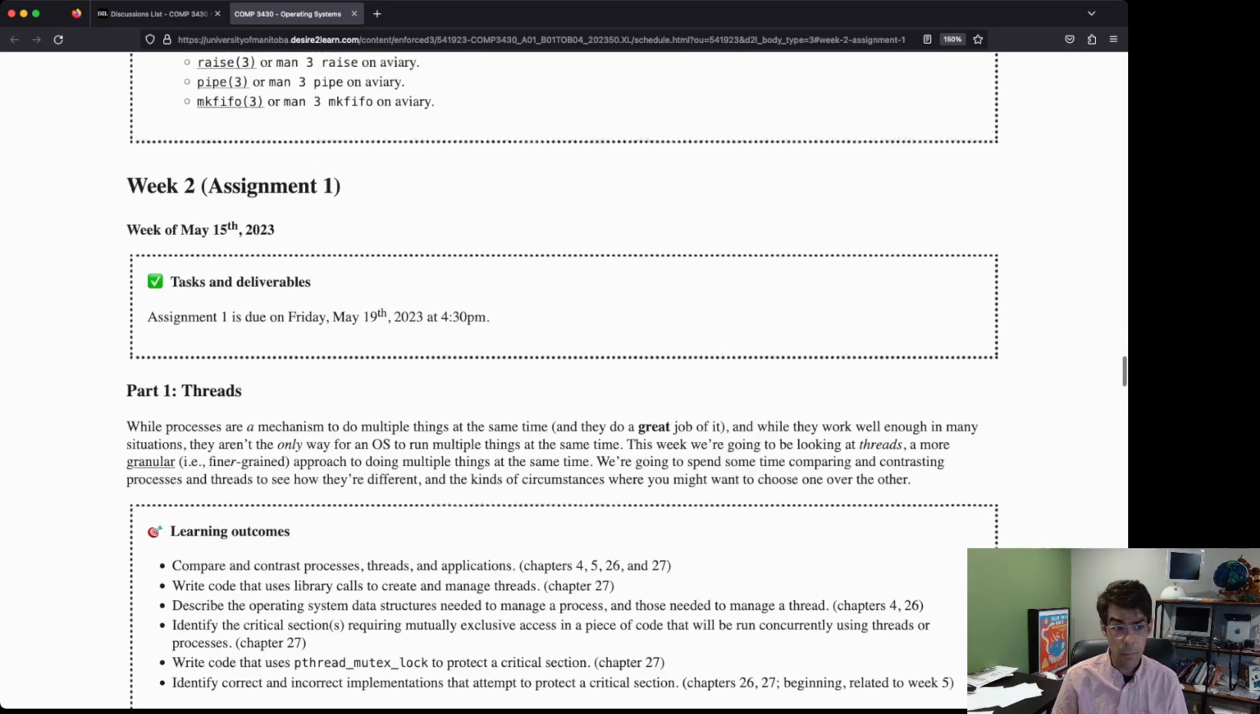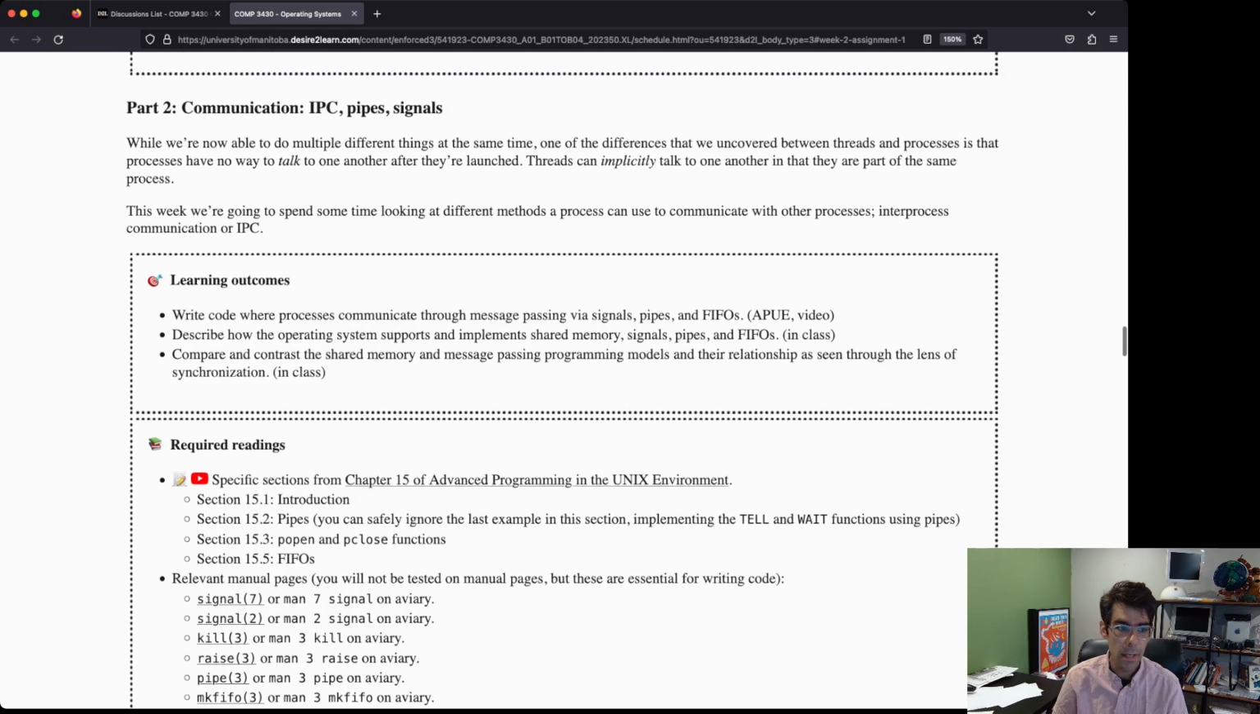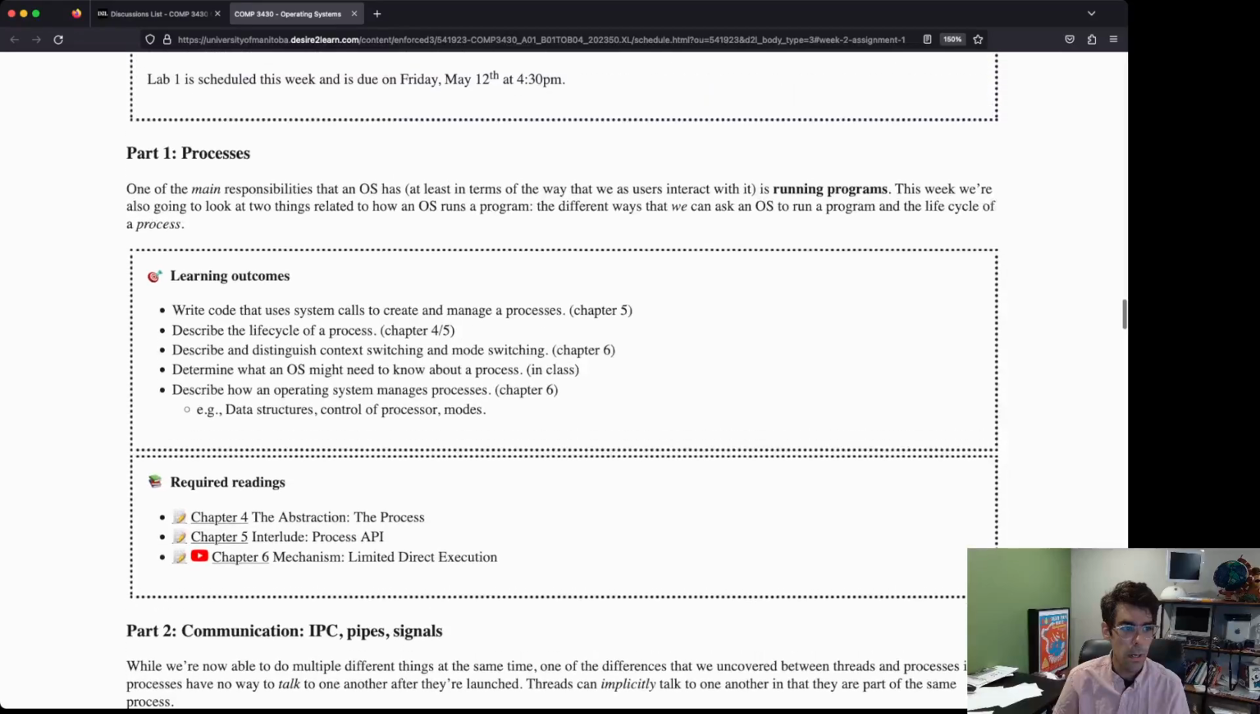At the beginning of the week, we focused more on learning outcomes from week 1, and specifically related to things like pipes and IPC. We looked a lot at how the process control block and the open file table are modified when we do things like pipe and dup2, and how that facilitates communication between processes. So that was related to this learning outcome here.